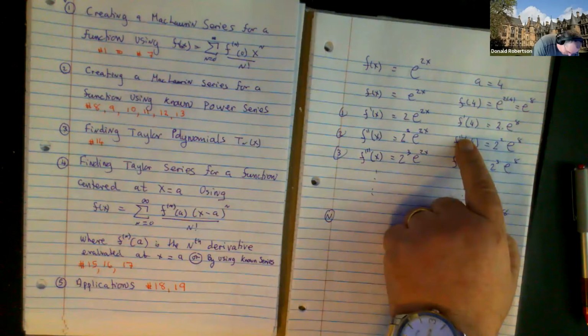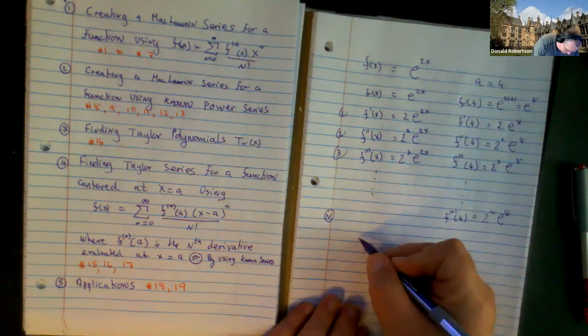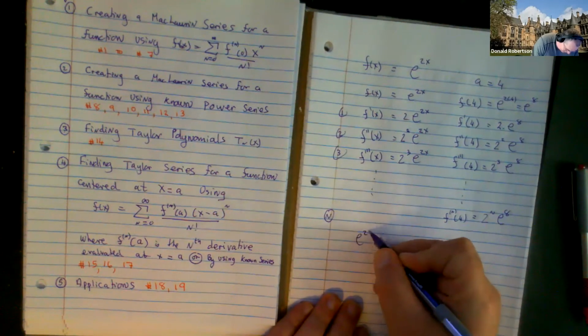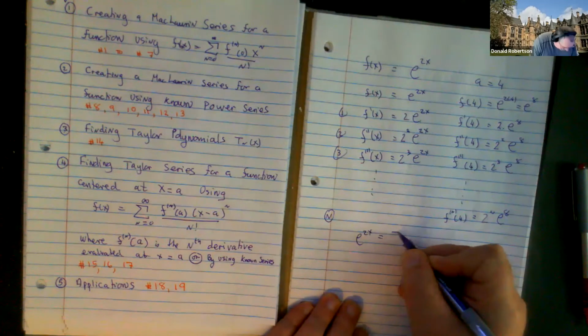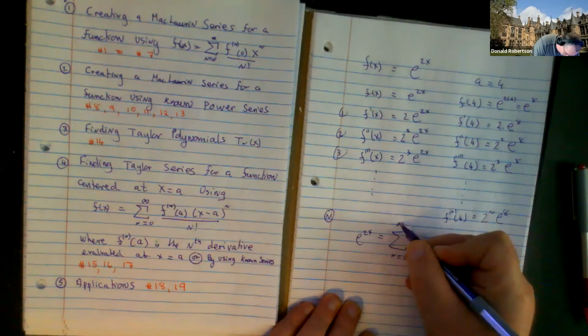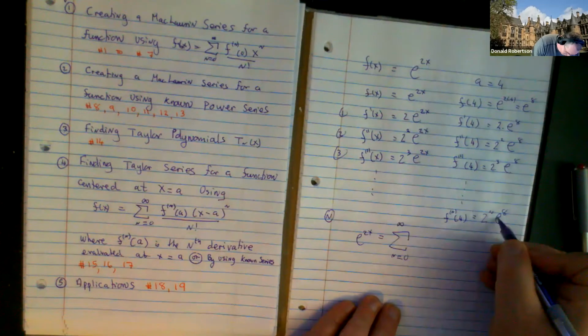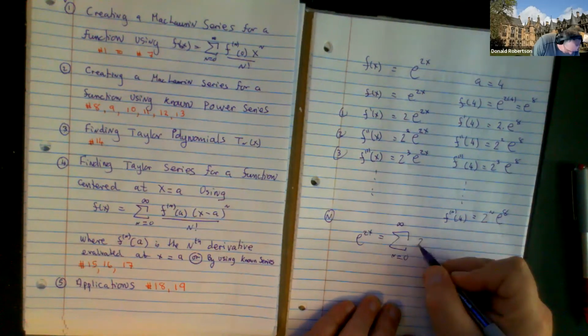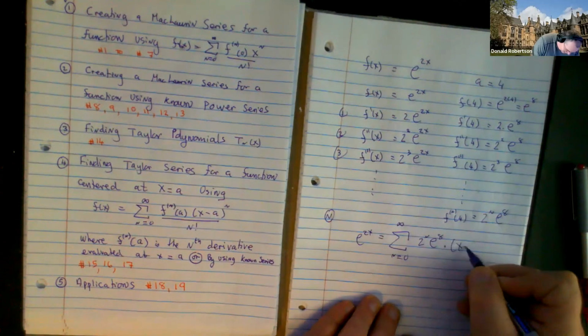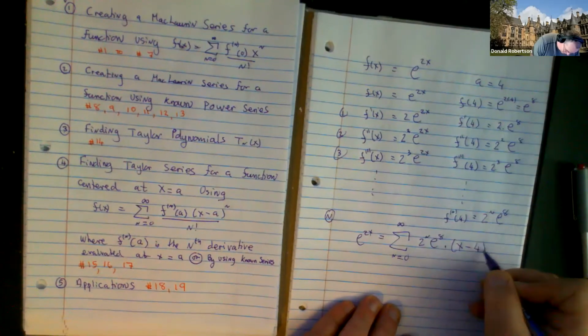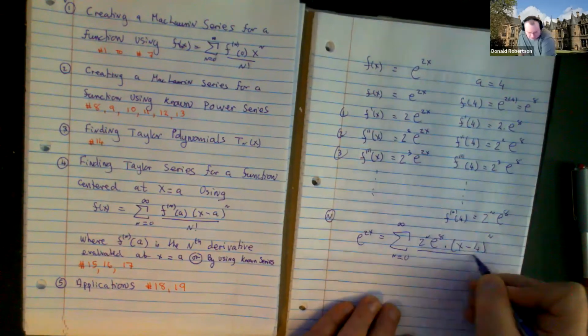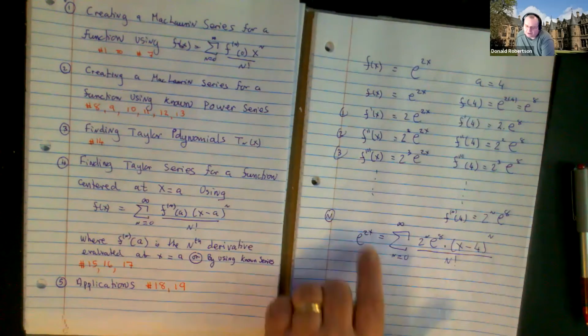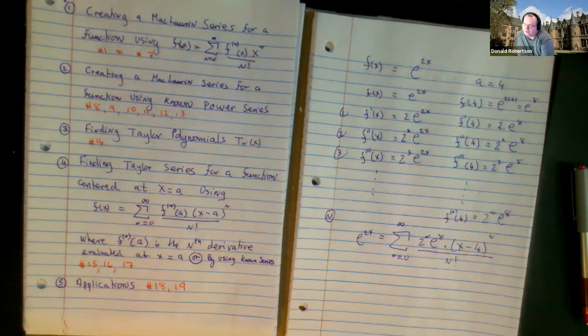So you should be able to then do a Taylor series. n equals 0 to infinity. The nth derivative at 4 times x minus 4 to the n all over n factorial. In this particular case, nobody cancels with anybody, so I guess we're finished, right? There's nothing to tidy up.